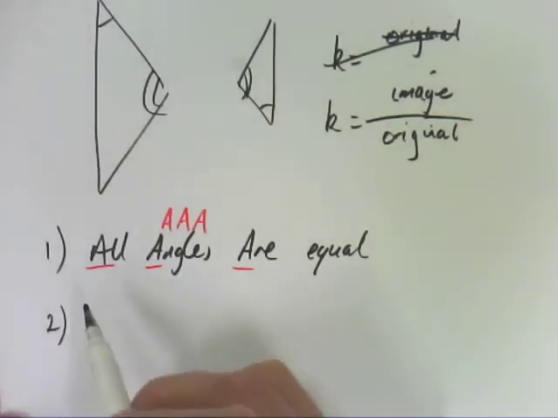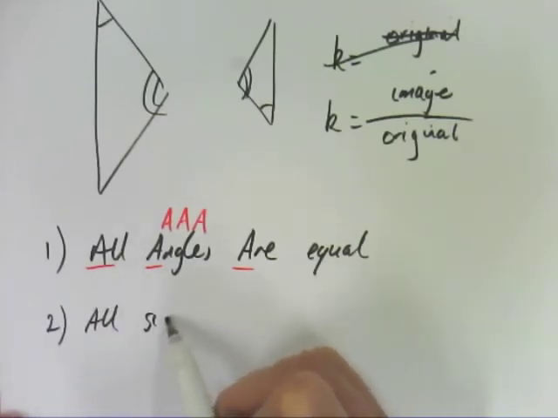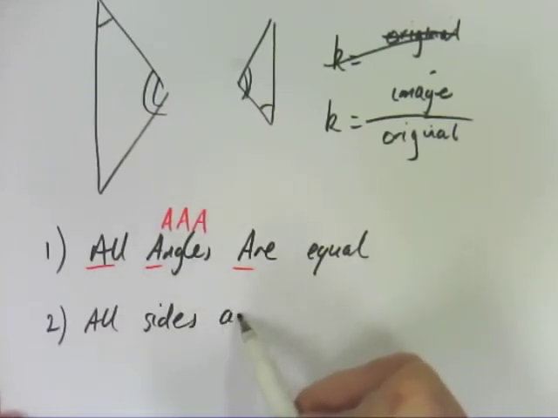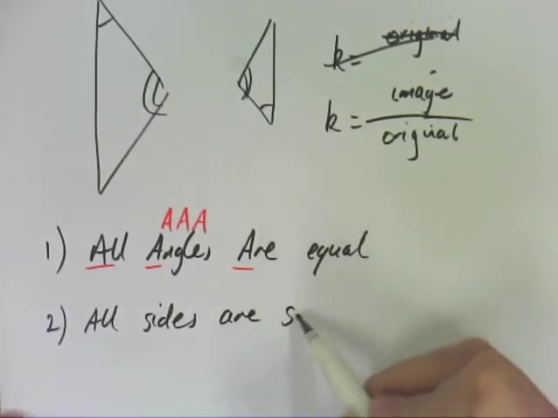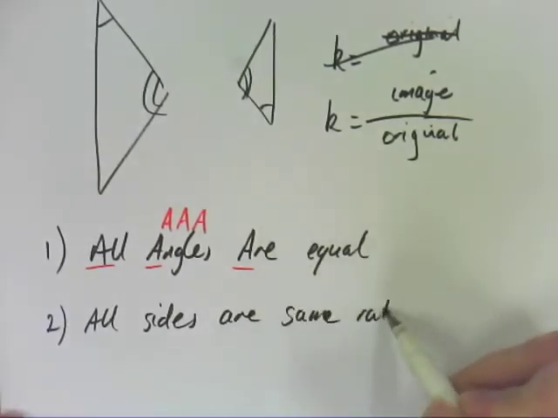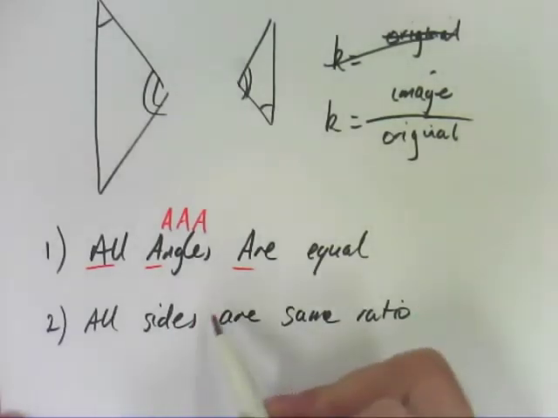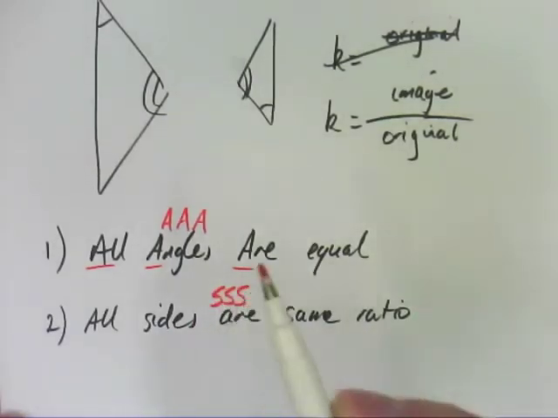The second is that all sides are in the same ratio. That's all three sides are the same, basically, or in the same ratio. So if you double one, you double all of them, or something like that.